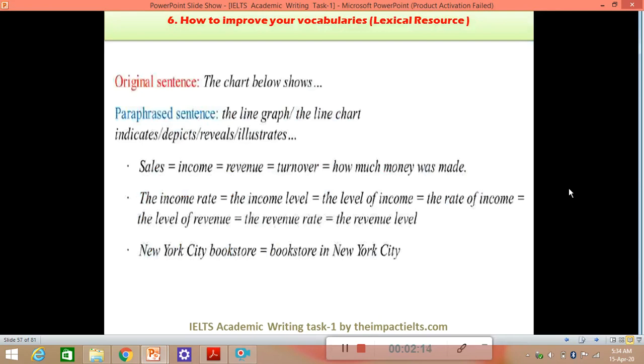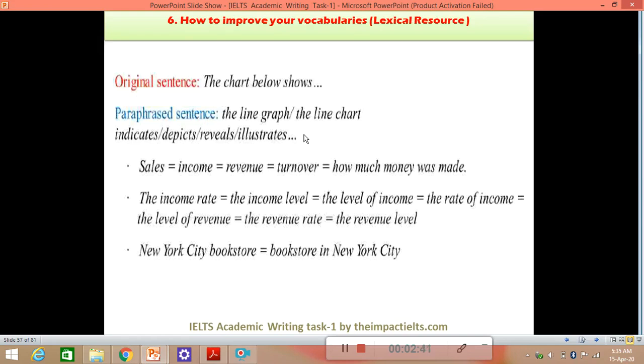This is one example you can see here. The original sentence is "the chart below shows." You can write a paraphrased sentence: the line graph or the line chart or the pie chart or the map, whatever, indicates, depicts, reveals, illustrates, compares, gives information about. So these are the different kinds of words that you have.